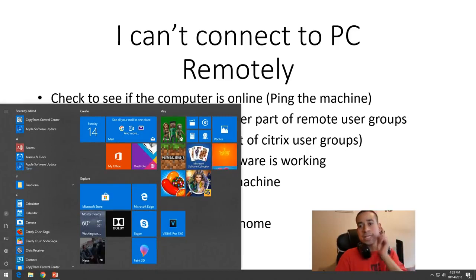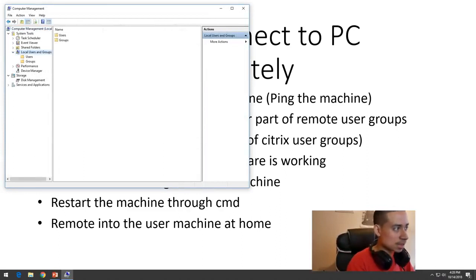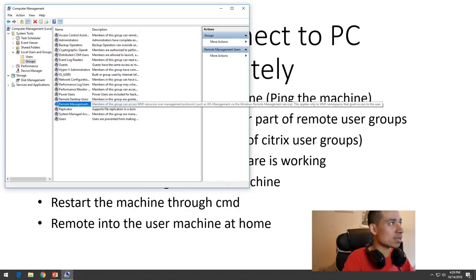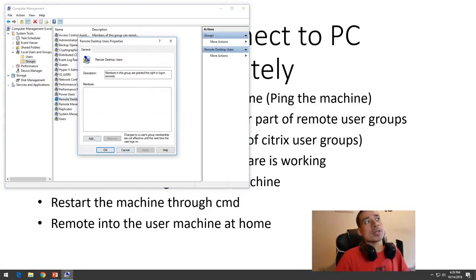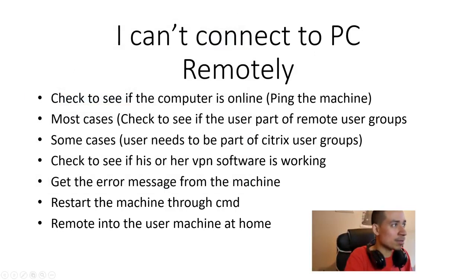In some cases, users are not in the Remote Desktop Users group, which allows them to remote into their machine. You can check that by going into Computer Management, Local Users and Groups, Groups, Remote Desktop Users. It says, members in this group are granted the right to log in remotely to this computer. So you add them to this group, search their name, add them, hit OK, and then they should be able to remote in. Voila, magic. Yay, got you.